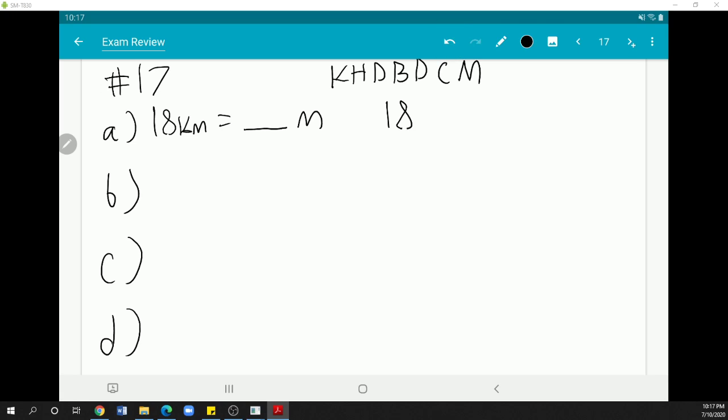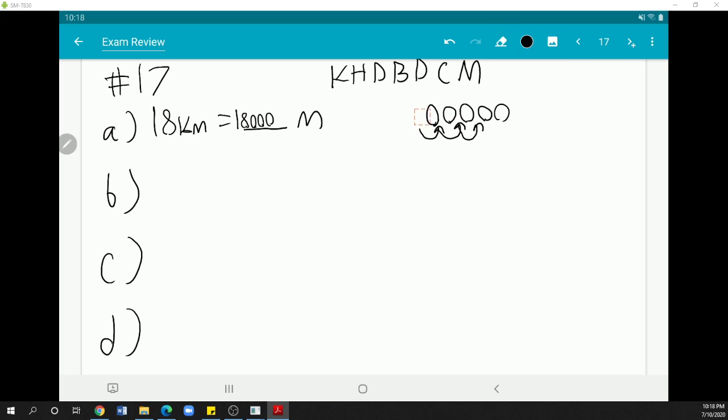So I take 18, and then there's a decimal place with some zeros after it. I need to move this decimal place over a few. So 1, 2, 3, because that's how many jumps it took to get from here to here. And I'm left with 18,000 meters is what I get to.